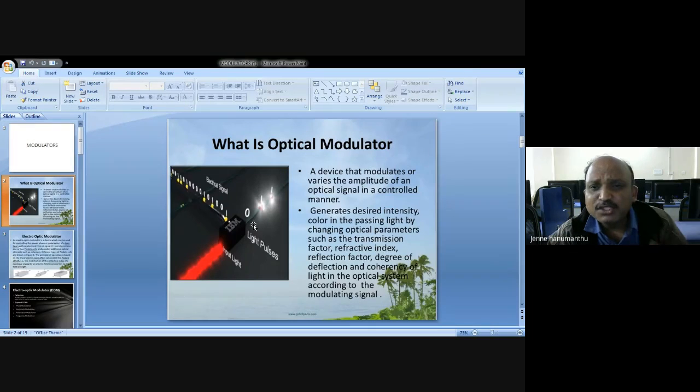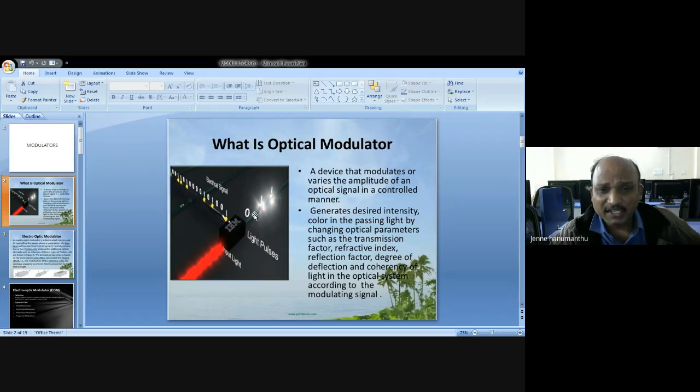What are we going to change? We can change the amplitude of the light pulse. You can change the frequency of the light pulse. You can change the phase of the light pulse, or you can also change the intensity of the light pulse. As per our requirement, we can change it, we can modify it. So how is it possible? It is possible with an optical modulator.